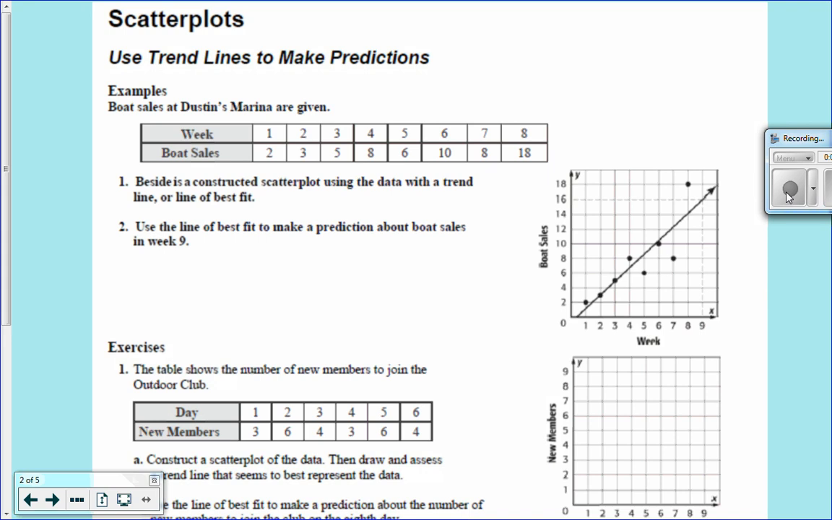So week 9 is right here. If we use that trend line, what do you think the number of boat sales would be? If this is week 9, we're going to go all the way up to the trend line. What is this point? About how many boat sales? Yeah, 16 boat sales. That is it. Questions?